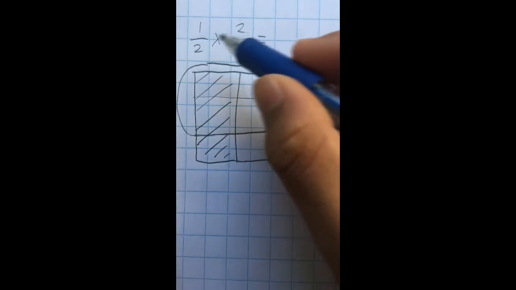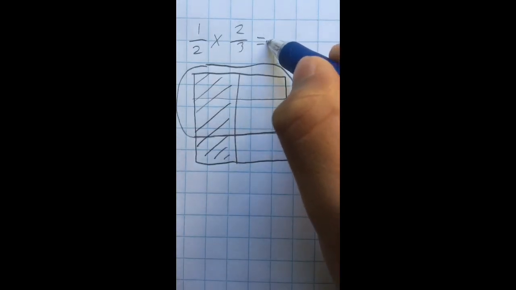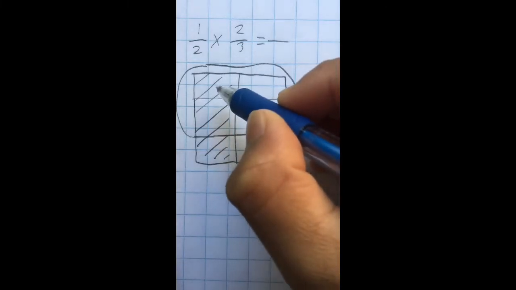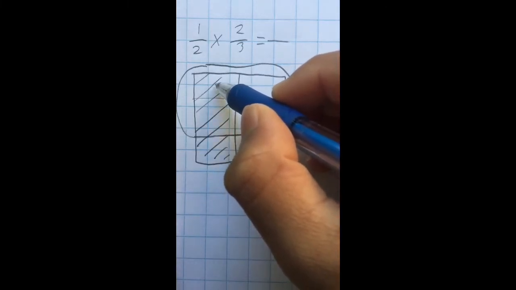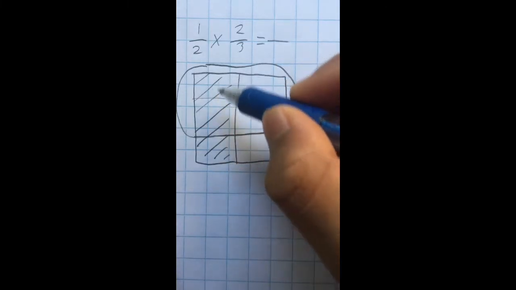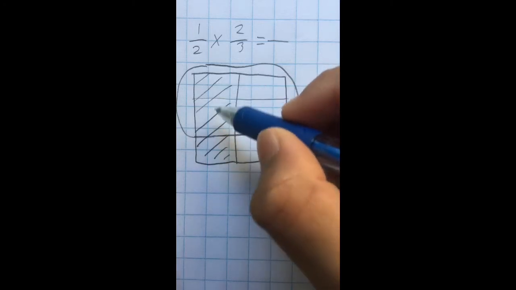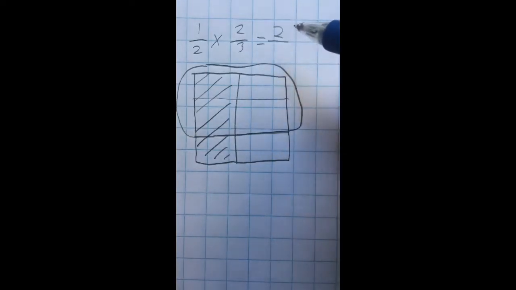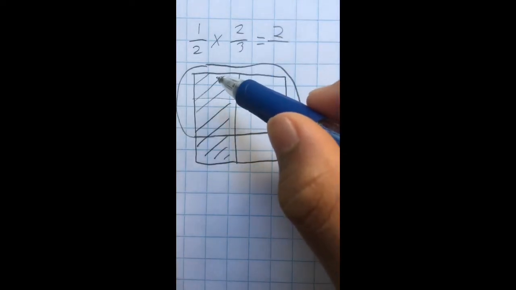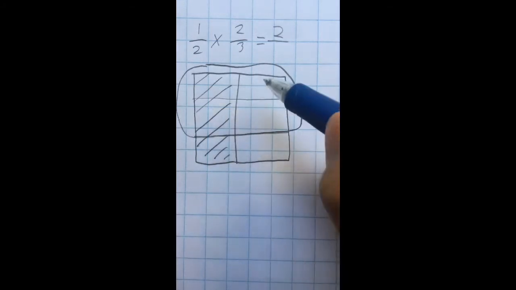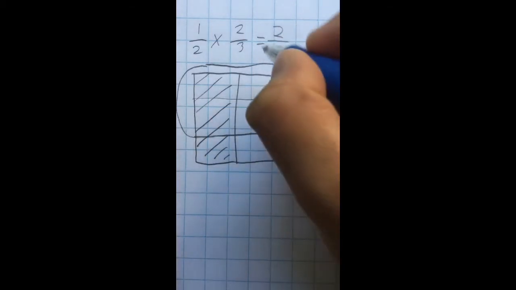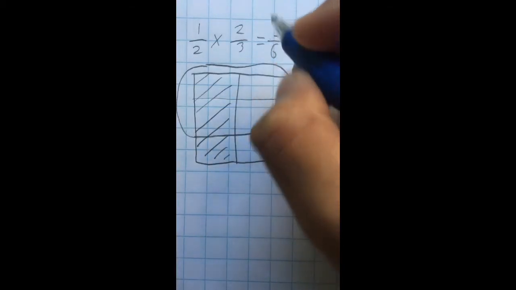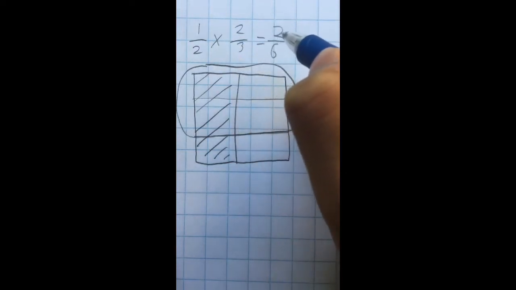Now, to get the answer to this, first, to find the numerator, it will be the amount of boxes that are shaded in the circle. So it's 1 and 2, that's the amount of boxes shaded in the circle. So it would be 2 as a numerator. And the denominator would be how many boxes there are altogether. So 1, 2, 3, 4, 5, 6. So the answer to 1/2 multiplied by 2/3 is 2/6.